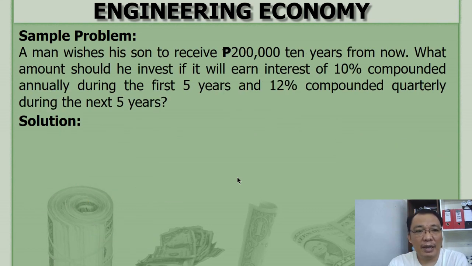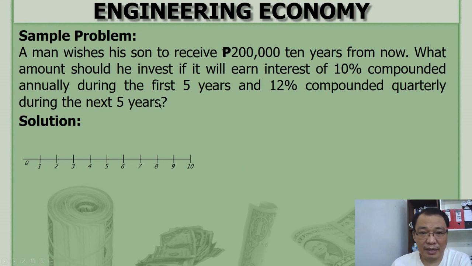Another one. A man who wishes his son to receive 200,000 10 years from now. What amount should he invest if it will earn interest of 10% compounded annually during the first 5 years and 12% compounded quarterly during the next 5 years? Okay? This is not a common problem. So let us solve this.